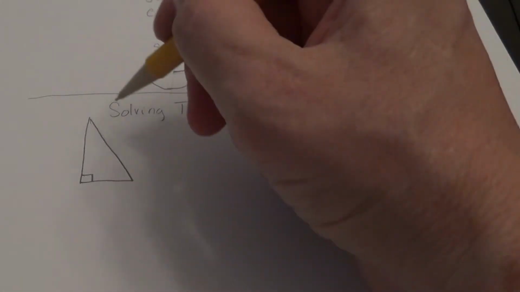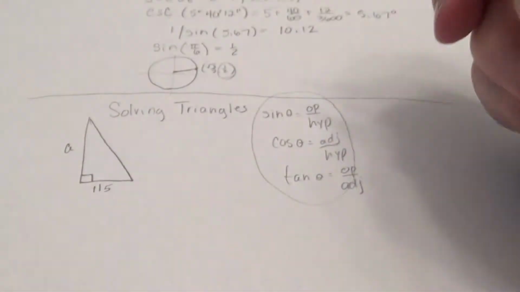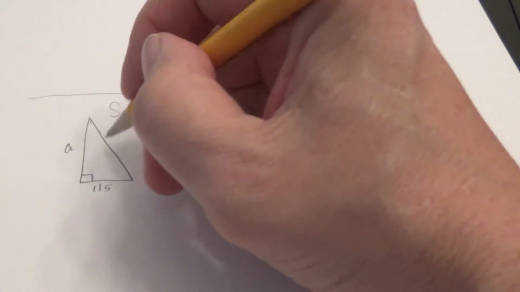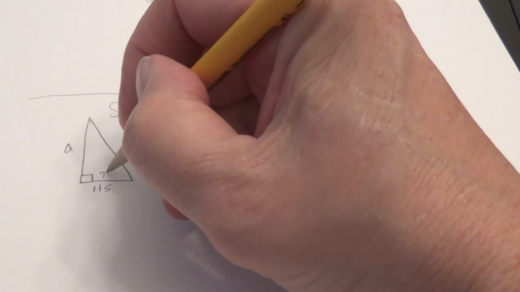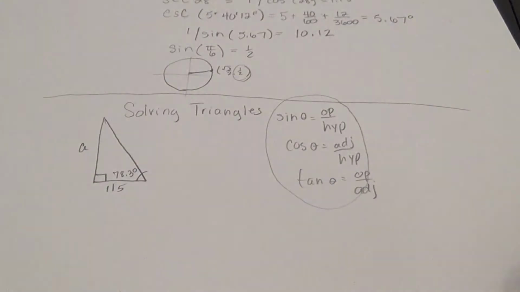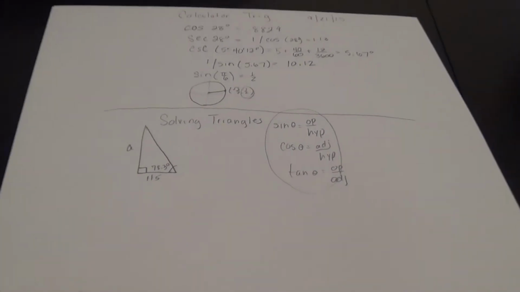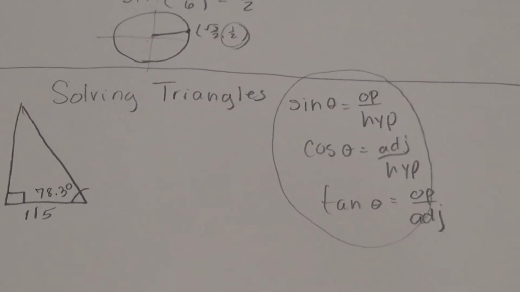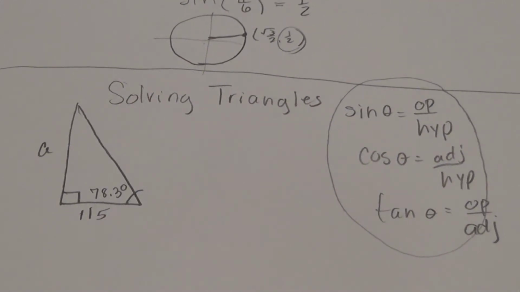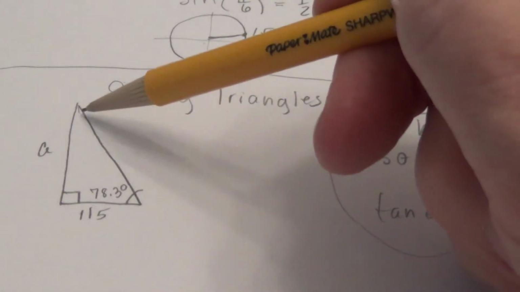Let's say we have a triangle and it's 115 on this side. We'll call this leg A, and we know this angle is 78.3 degrees. This one right there. So zoom in for that. Okay. So with that, we're going to solve the triangle. And what I want to find is A. I want to find this length right here.